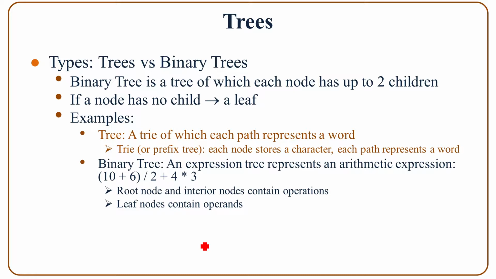Now we talk about tree types. We classify trees as binary trees and regular trees. A binary tree is a tree of which each node has up to 2 children. If a node has no child, then we call it a leaf. Now we look at several examples.